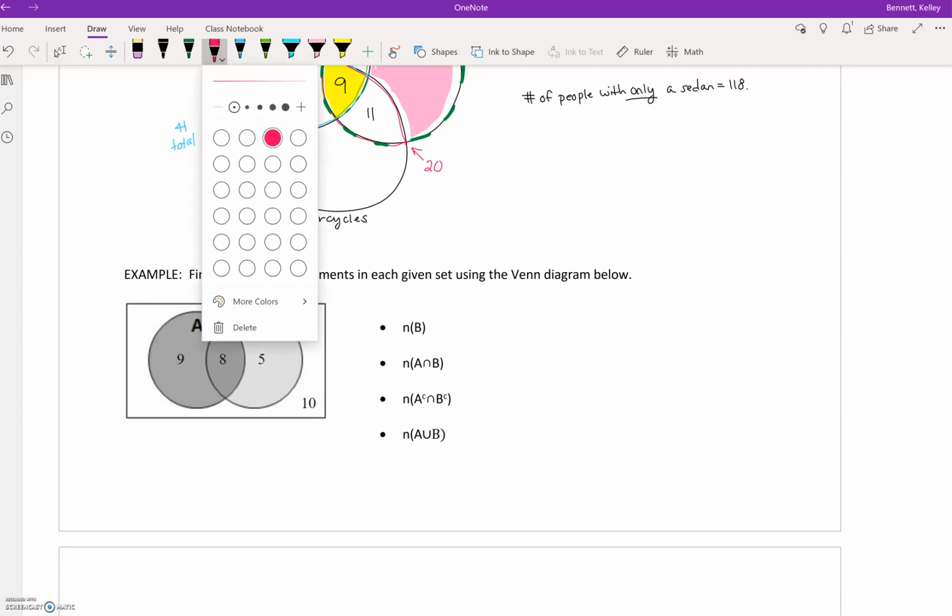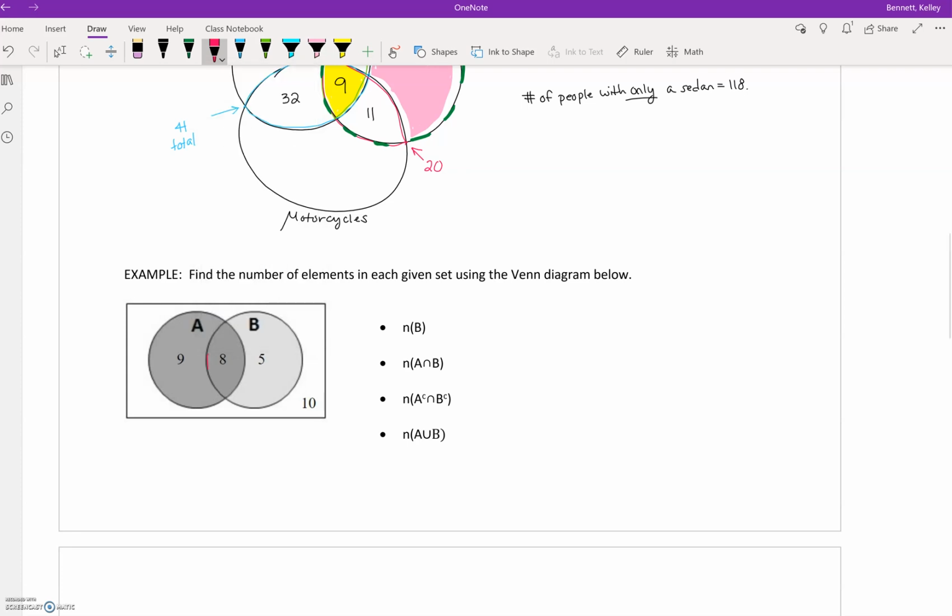Just remember that set B is the entire circle. So it's going to be all of this. Here we have 8 plus 5. Those are the two pieces that go into making set B. So that's going to be 13. Then we're asked for the number of elements in set A and B. That's just this middle lens-shaped piece here. So that's just 8, right? Nothing more to count there.